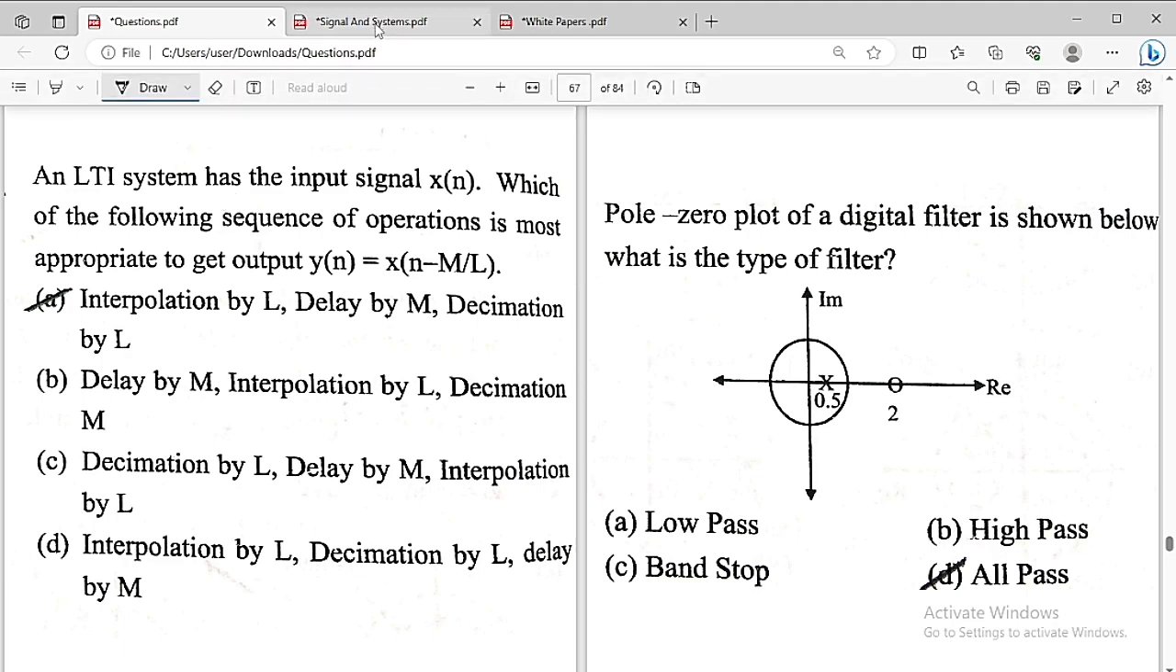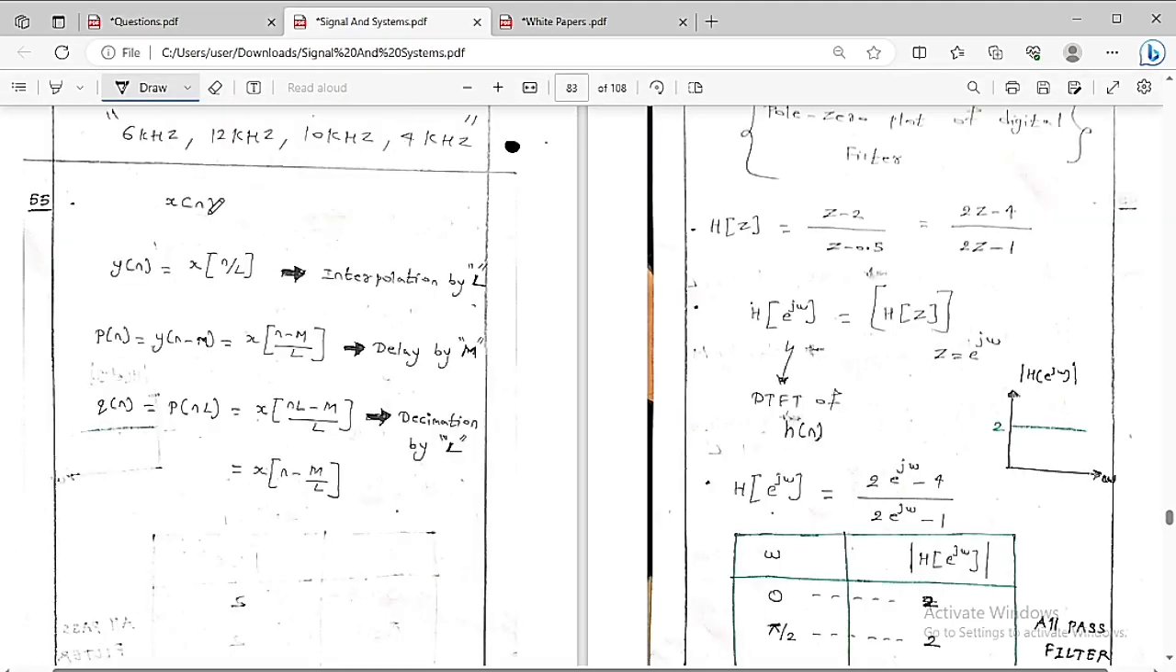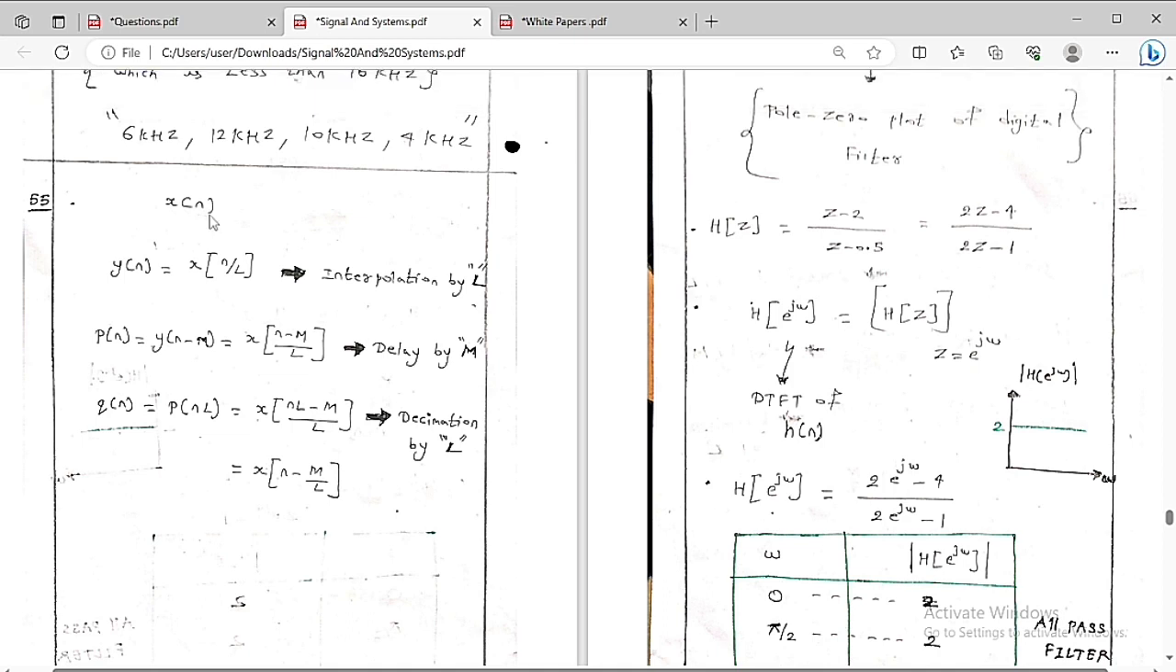So let's solve this numerical. Let me write in a detailed manner. Suppose this is an LTI system. So this is the LTI system.